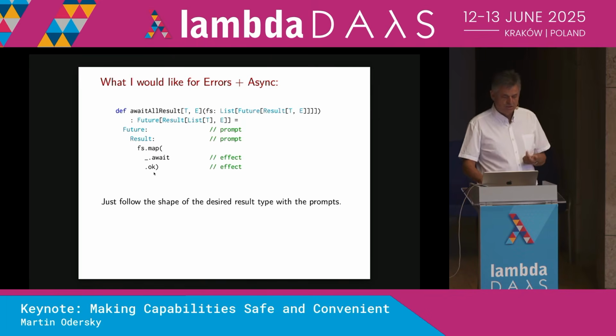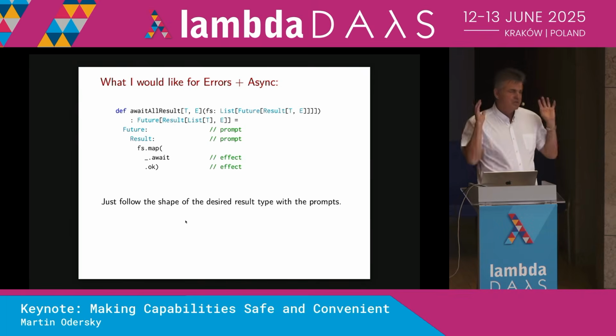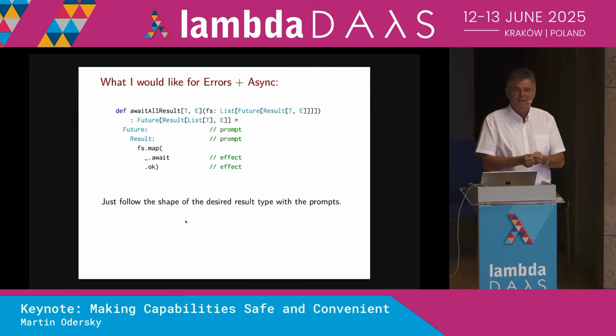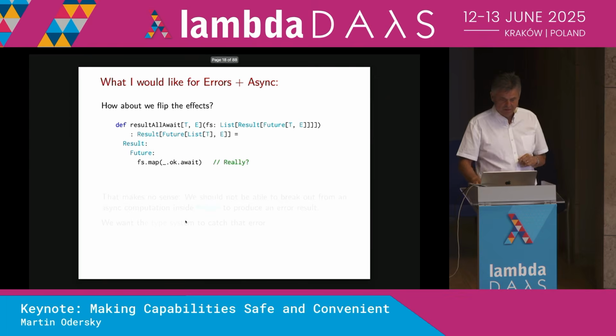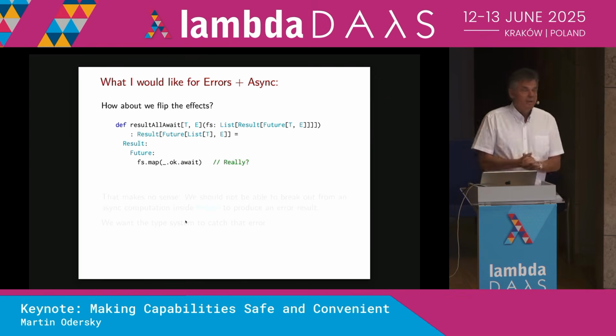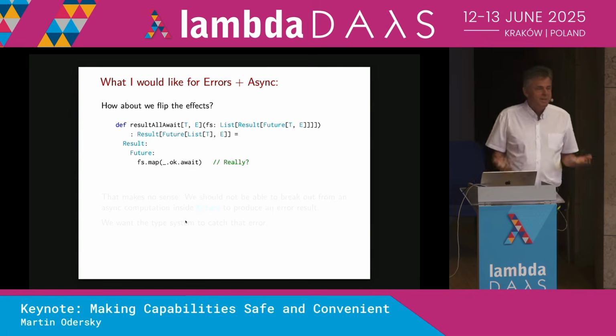And the nice thing is we just follow the shape of the desired result type with the prompts. There's really nothing much to do. I want a future of results. I just write future, result, and I apply what I do. Compare with monadic programming, where I need at least one traverse here. And yeah, I mean, if I know a lot of category theory, then I find my way around. But it really is advanced knowledge, and it's also hard to read for somebody reading the monadic code. What the hell does this do? Here, it's completely obvious.